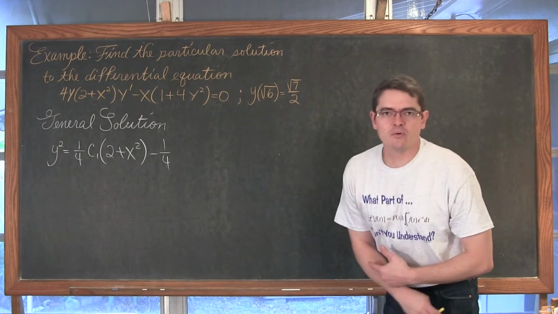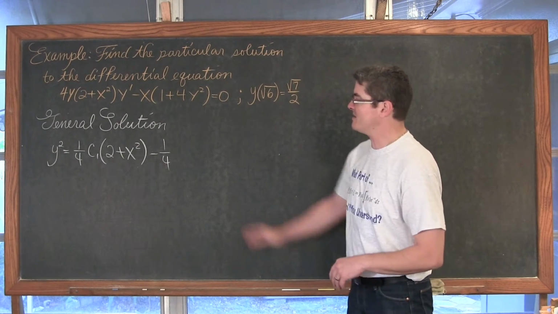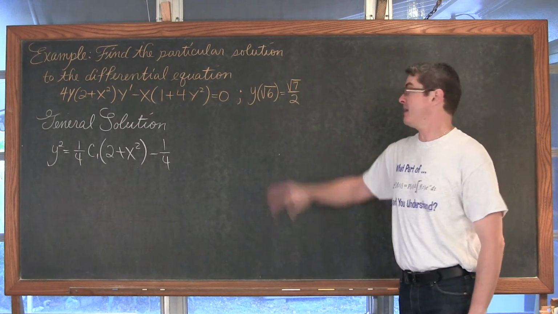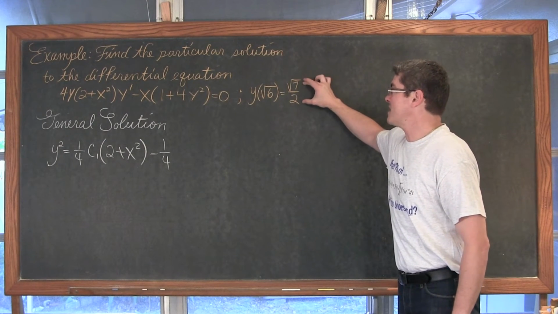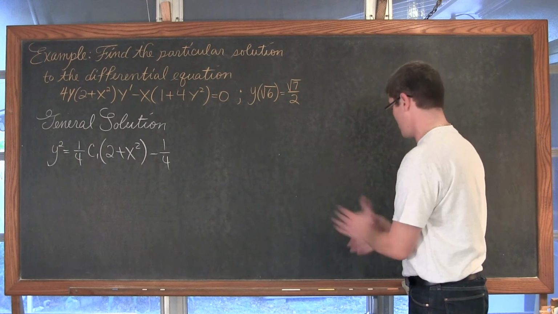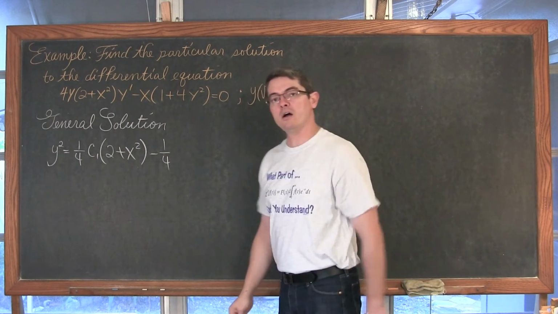Well, okay, I said we were going on to our next example because I was distracted, but now that I'm not, we only found the general solution. We want to find the solution that has a value of square root of 7 over 2 when x is equal to the square root of 6. So we're just going to plug these values into our answer and find our constant.